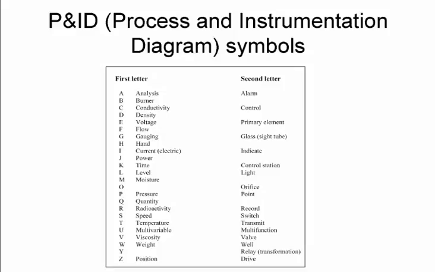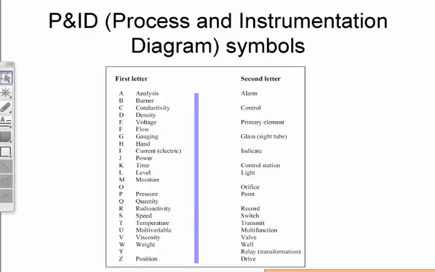In looking at process and instrumentation symbols, there is a first letter and a second letter. So the first A would be for analysis, the second one will be for alarm. So those are the symbols that we use in a process and instrumentation diagram.